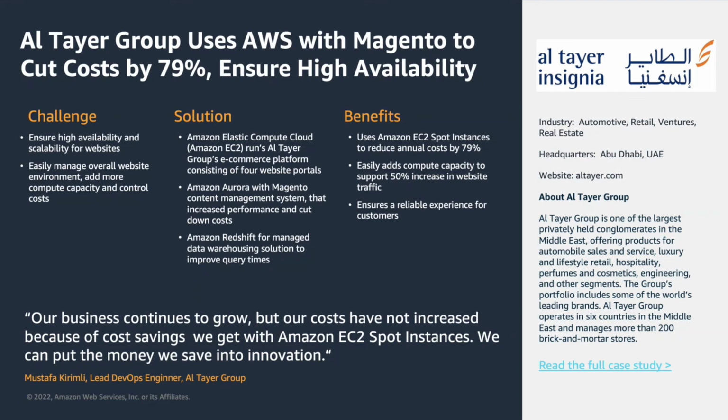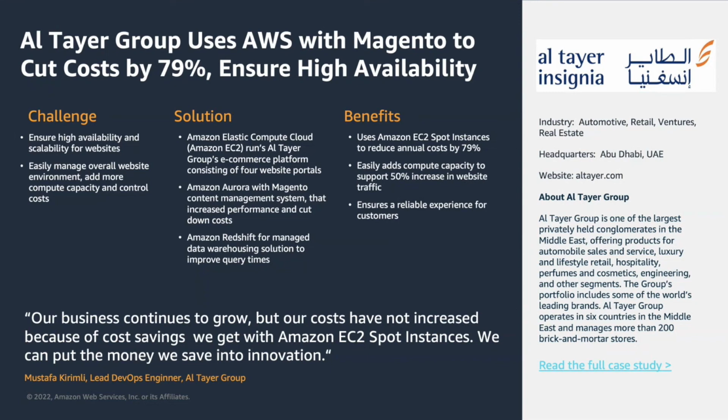The other part was they wanted to easily manage their overall website environment, add more compute capacity, and control costs. For these reasons, they worked with AWS to figure out what parts they could migrate from on-premise all the way to AWS. Some of the decisions they made when implementing their solution was to move their e-commerce platform consisting of 4 website portals to Amazon EC2.